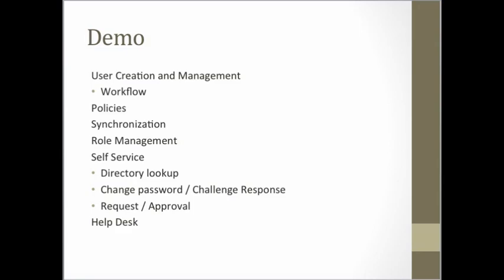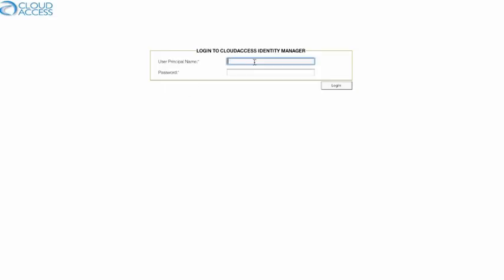We start out by creating a user, showing how workflow can be used, followed by how policies and synchronization from a source system are defined. A user can be created in several ways. In most cases, we would synchronize from a source. For this example, we're going to use the admin console to create a user.